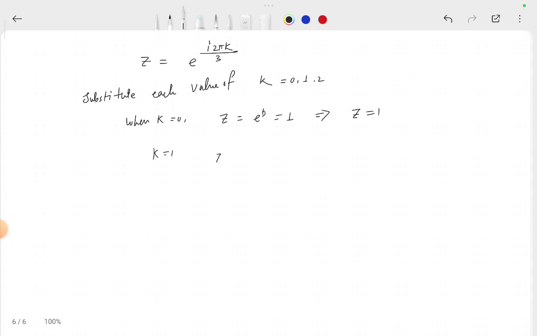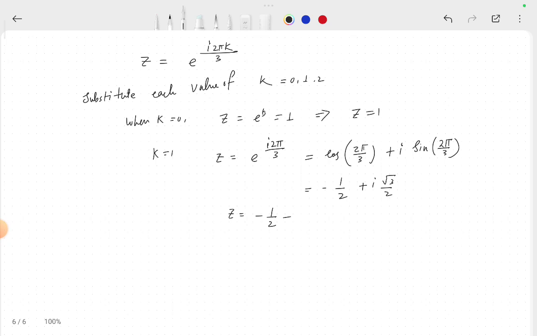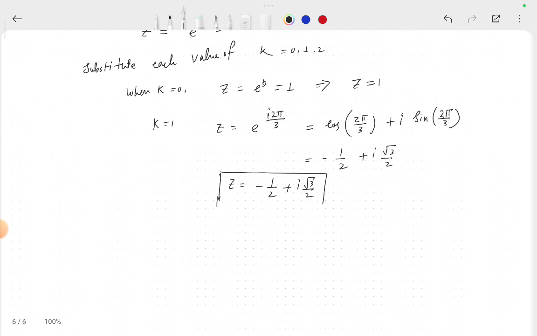When k equals 1, then z equals e to the power i 2π upon 3, that is cos 2π/3 plus i sin 2π/3. Cos 2π/3 gives you minus 1/2, and sin 2π/3 gives you root 3 by 2. So this is another root of this complex number, that is minus 1/2 plus i root 3 by 2. This is the second root.